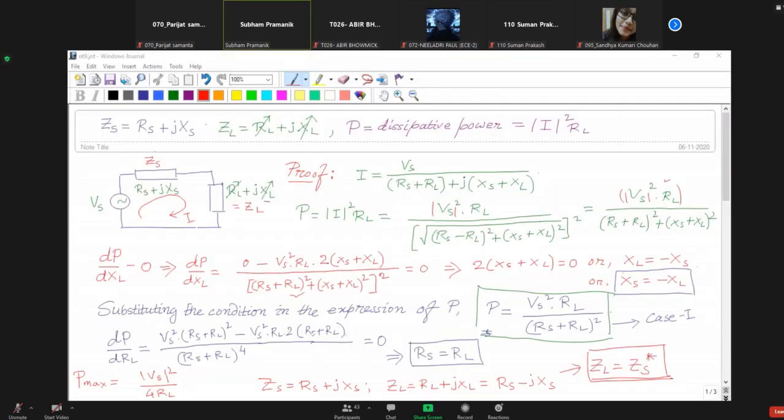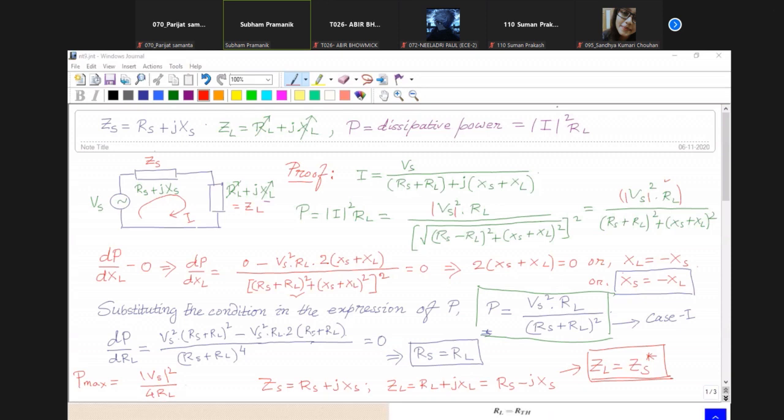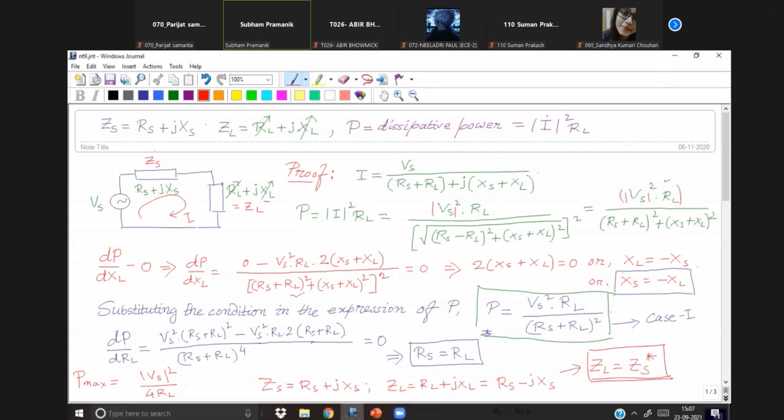See this one. What I was saying actually, see here, ZS is comprised of two components, RS and XS. Whereas ZL is also comprised of two elements, RL and XL. Real part, imaginary part. Real part is due to the resistance. Imaginary part is due to either inductor or capacitor or maybe both.